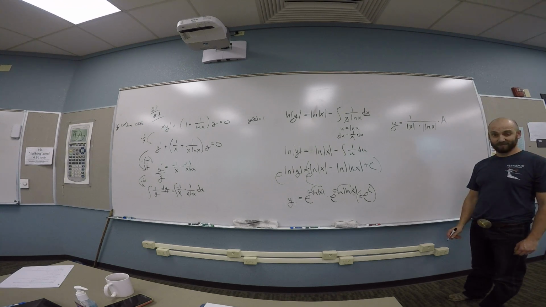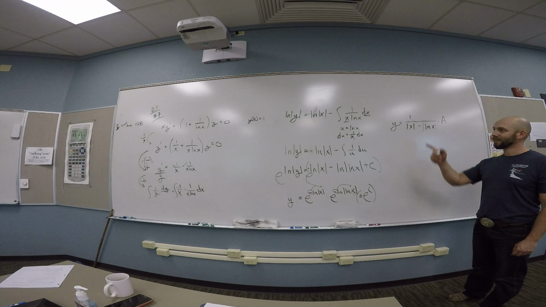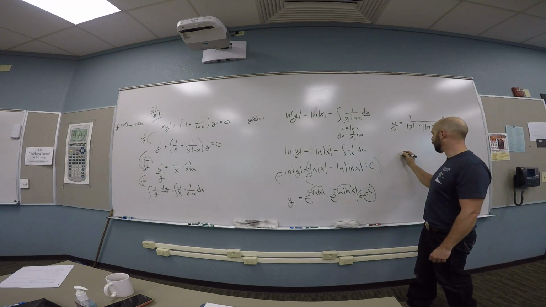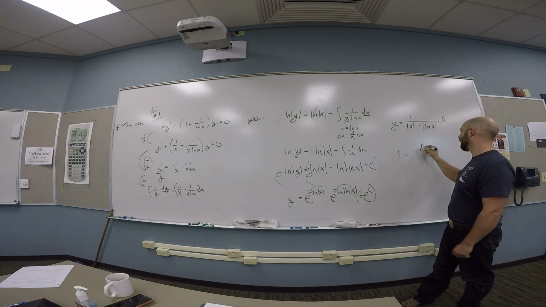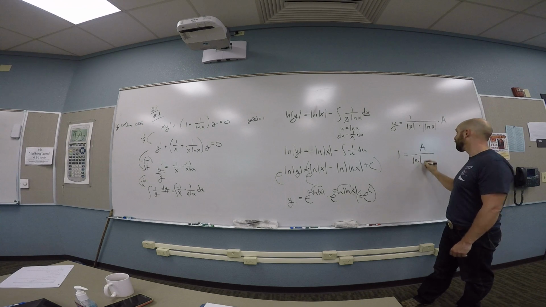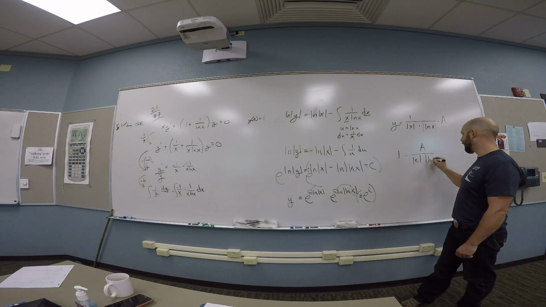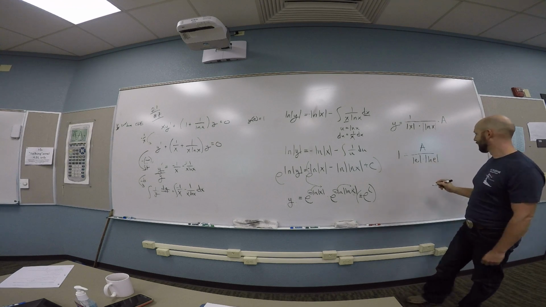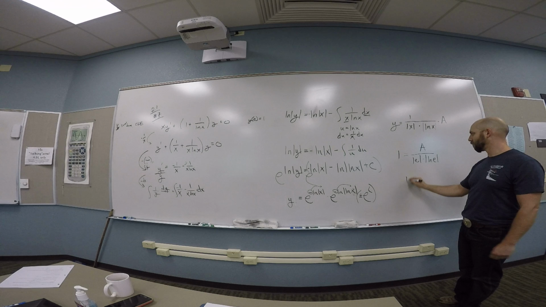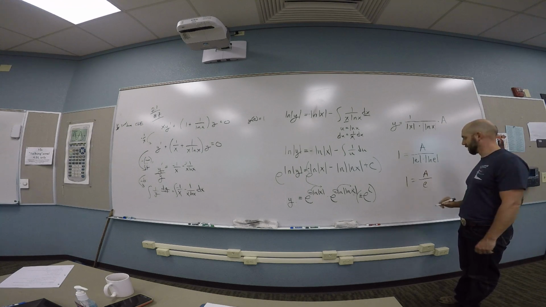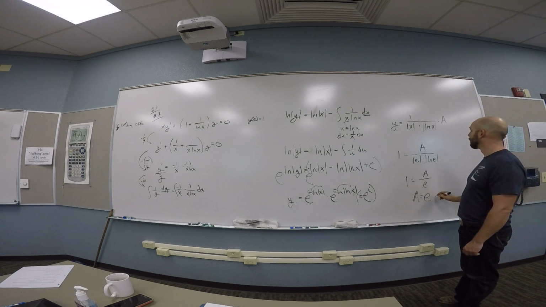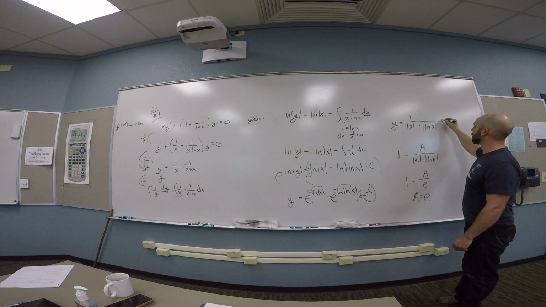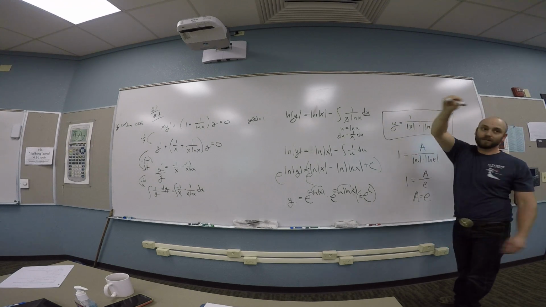And then you're like, okay, cool. Now what? You had an initial condition, right? So 1 is what you get when you plug e into this side. So that's a over the absolute value of e times the absolute value of the log of e. So it's a over e. So 1 is a over e, so a is e.